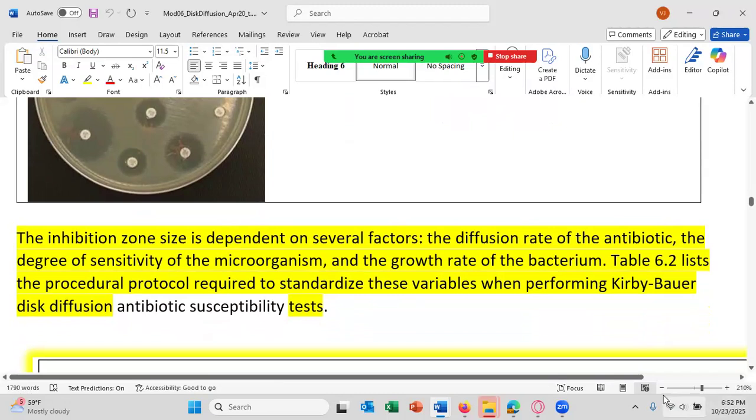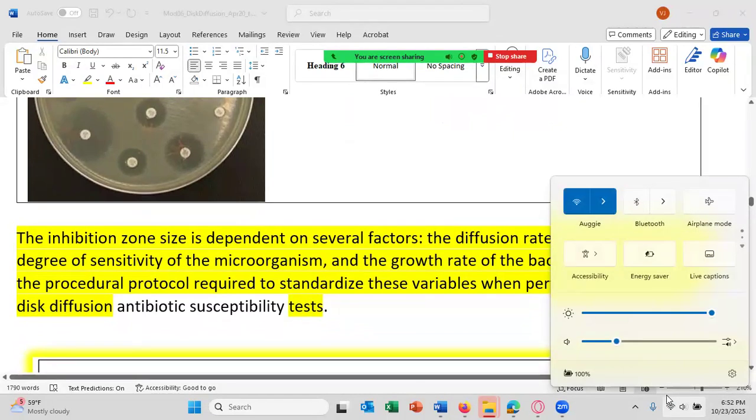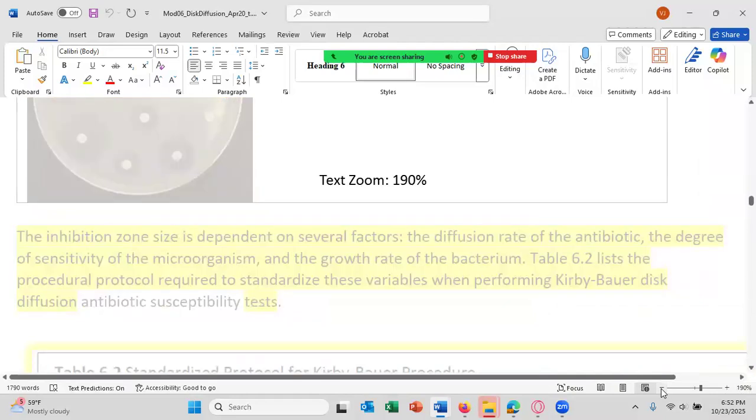Table 6.2 lists some of the, oops, I got the wrong thing. I'm trying to shrink that, it's not shrinking for some reason. Oh, there we go.